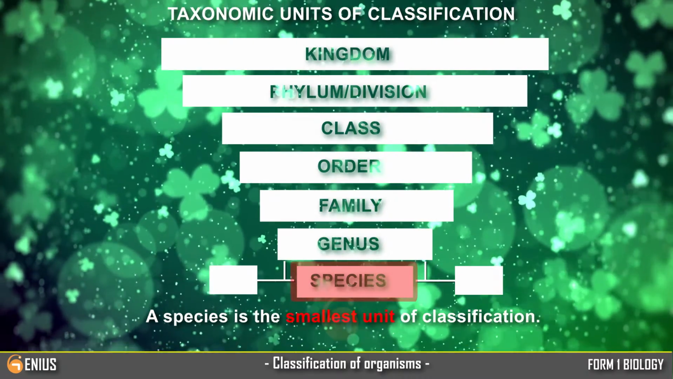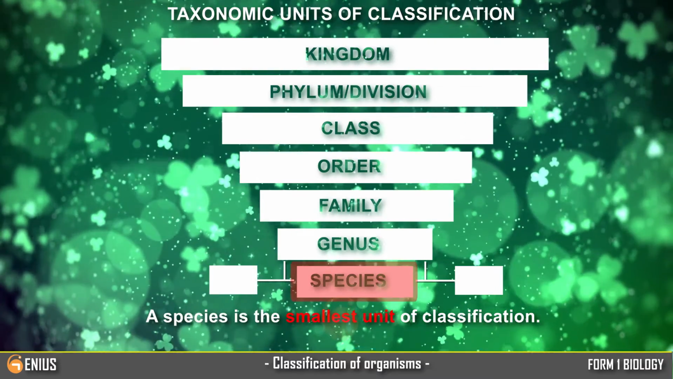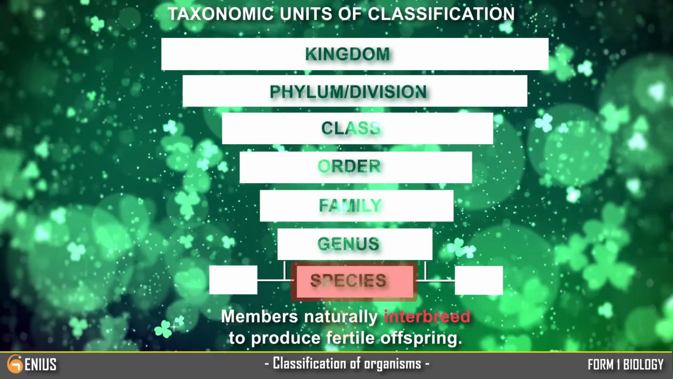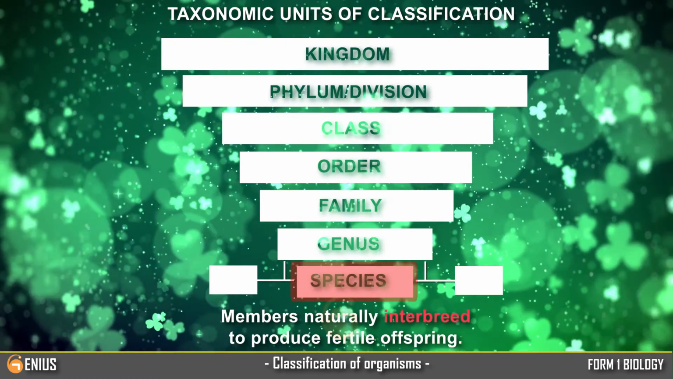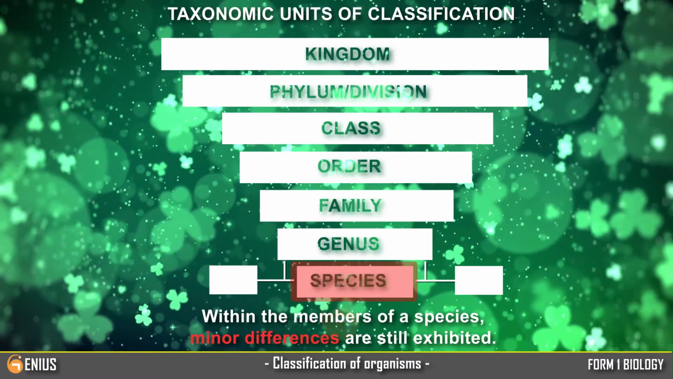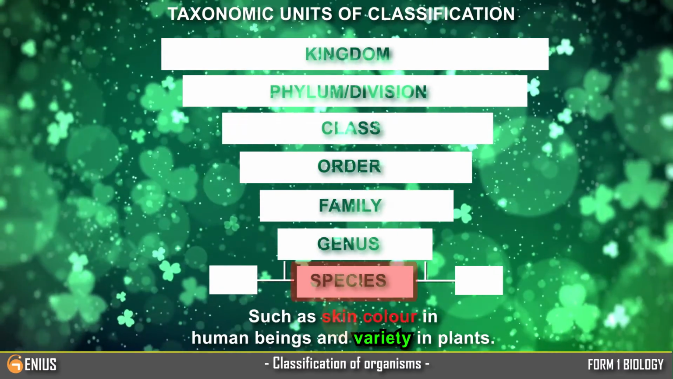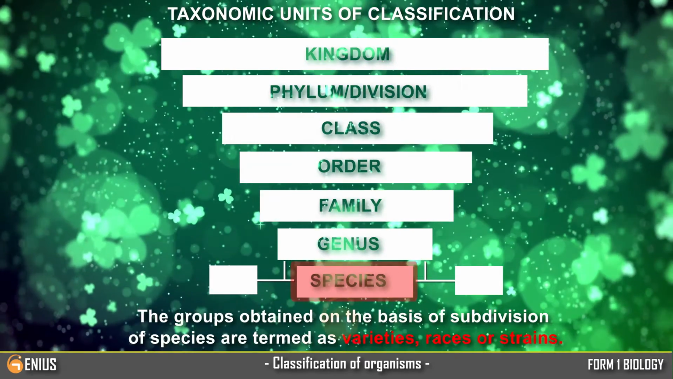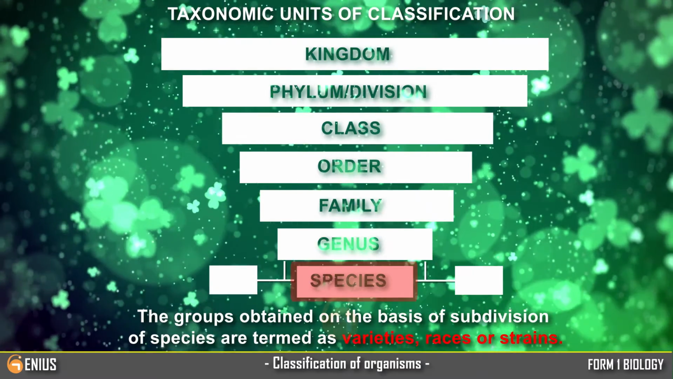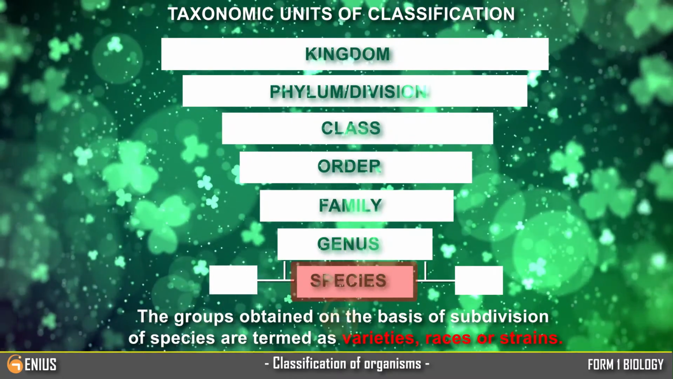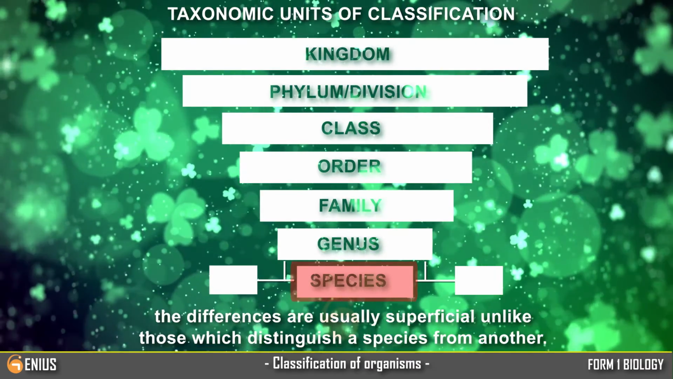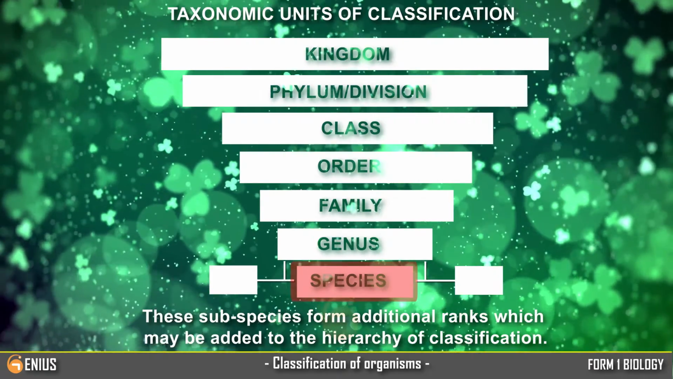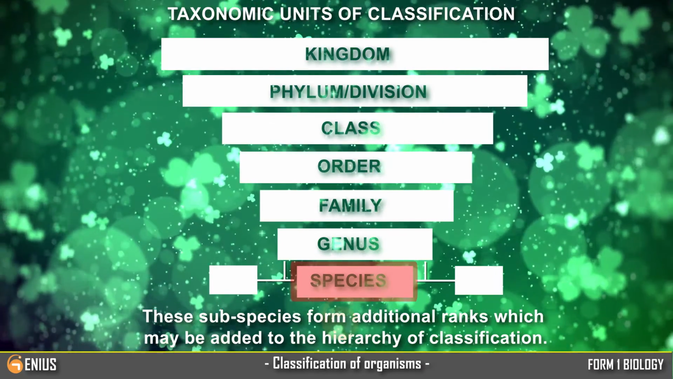A species is the smallest unit of classification. It has hereditary distinction from that of any group. Members naturally interbreed to produce fertile offspring. Within the members of a species, minor differences are still exhibited, such as skin color in human beings and variety in plants. The groups obtained on the basis of subdivision of species are termed as varieties, races, or strains. The differences are usually superficial, unlike those which distinguish a species from another. These subspecies form additional ranks which may be added to the hierarchy of classification.